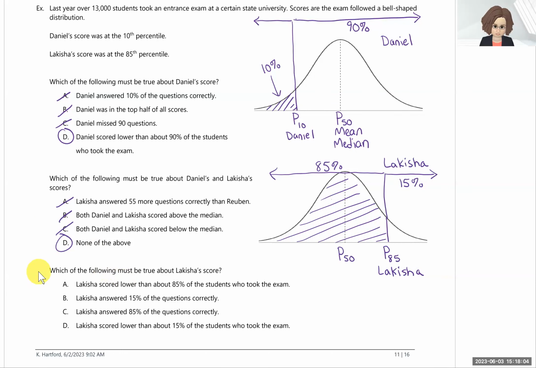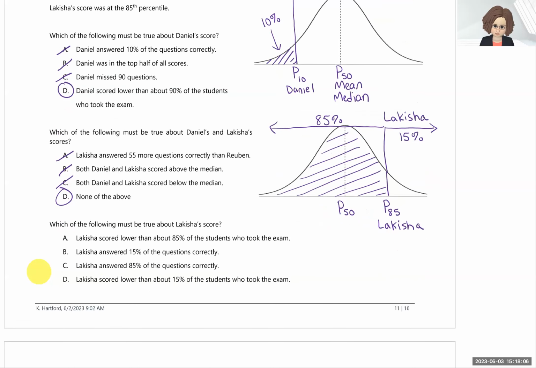And then finally, which of the following must be true about Lakeisha's score? Lakeisha scored lower than about 85% of students who took the exam. Actually, no, she's just lower than these 15%. Lakeisha answered 15% of questions correctly. We don't know what percent she got right or wrong. So B and C are out. And then D, Lakeisha scored lower than about 15% of students that took the exam. So D.